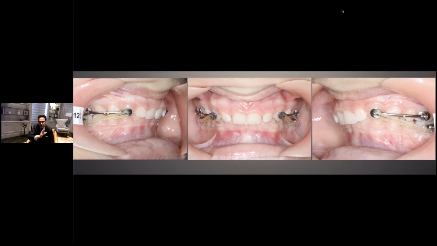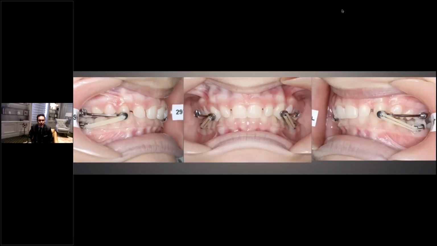In the elastic protocol, we have 2 types of elastics: 6 ounces 1/4 inch and 8 ounces 3/16 inch. We start with 6 ounces 1/4, changing them every meal, so every 8 hours new elastics, full-time, 24 hours a day, except for meals. Then after the second month, we switch to force 2, which is 8 ounces 3/16, changing elastics every 8 hours. So this is going to be a rocket, and we immediately accomplish a class 1 occlusion.